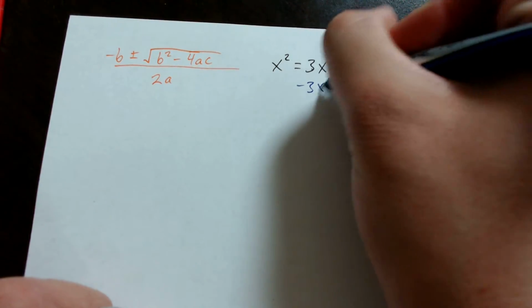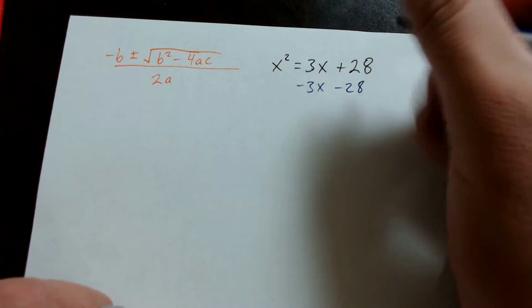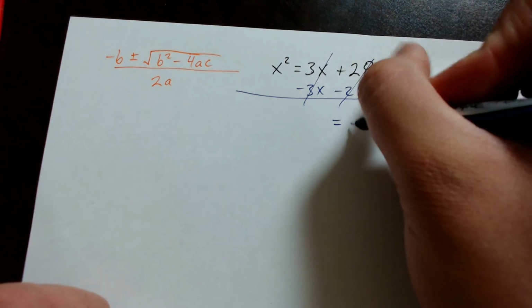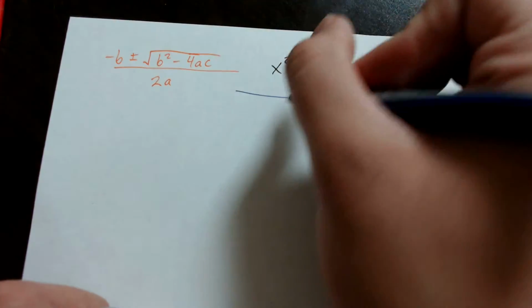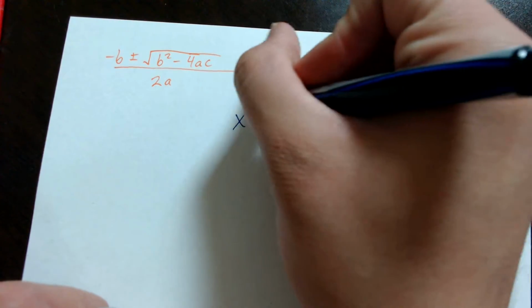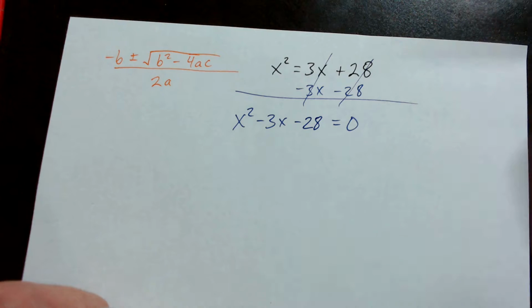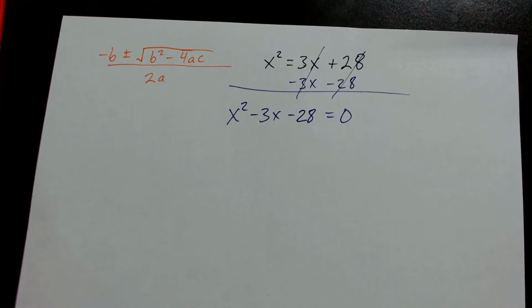So let's go ahead and start moving things across the equation. We'll subtract 3x and then we'll subtract 28. Cancels, cancels. This side of the equation is now 0. This side is going to be x squared minus 3x minus 28. Ta-da, my equation is now set for 0.